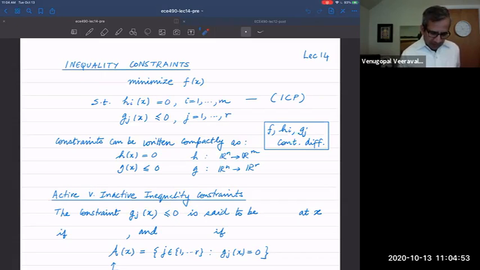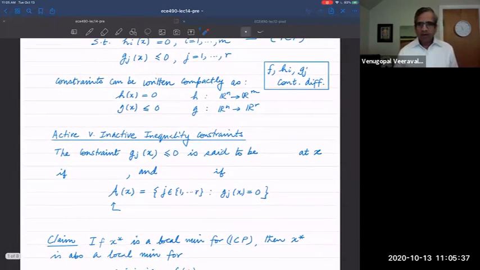Now we can write these constraints, all these m constraints, compactly as one vector valued function h of x equal to 0, and the inequality constraint as some vector valued function g of x less than or equal to 0, with the understanding that when you have a vector valued function that is less than or equal to 0, then each component of that vector valued function has to be less than or equal to 0. A lot of times in books you'll see the constraints written in this compact manner.